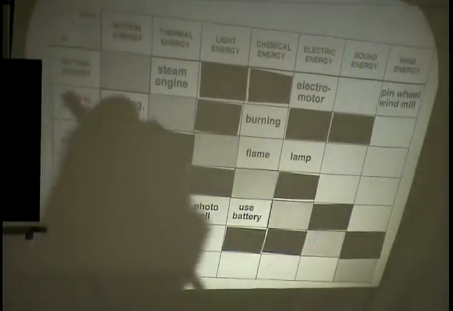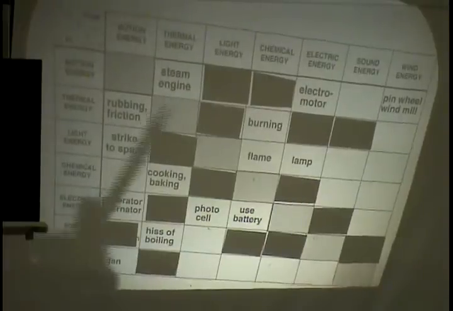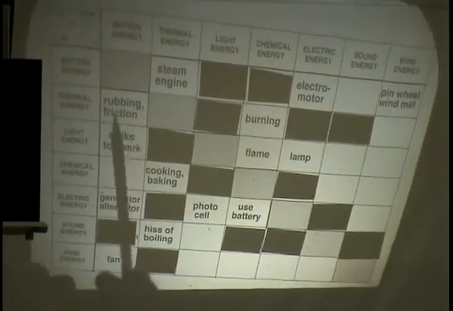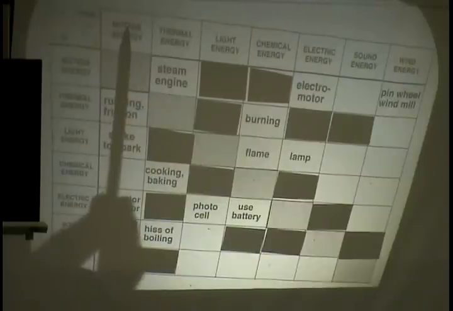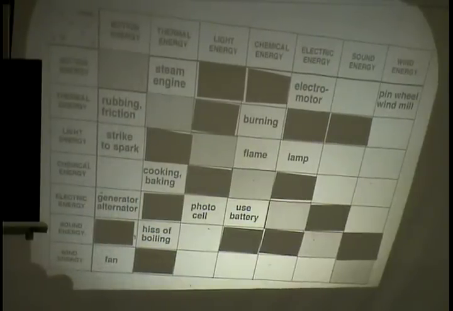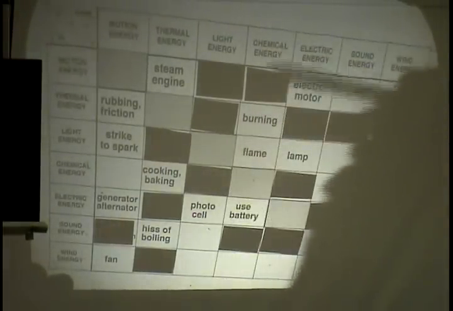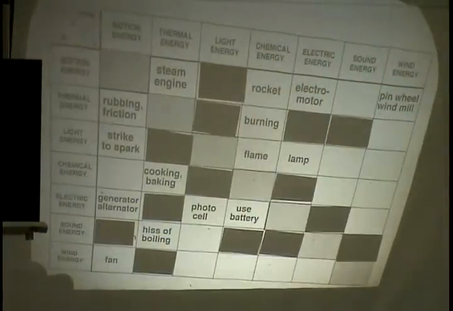So when we strike with a hammer on something real hard and a spark flies, that's conversion of motion to light. The light of that spark. Here's another one that we had in the course. From chemical energy to motion, that is used in a rocket or also with the gasoline in the car.